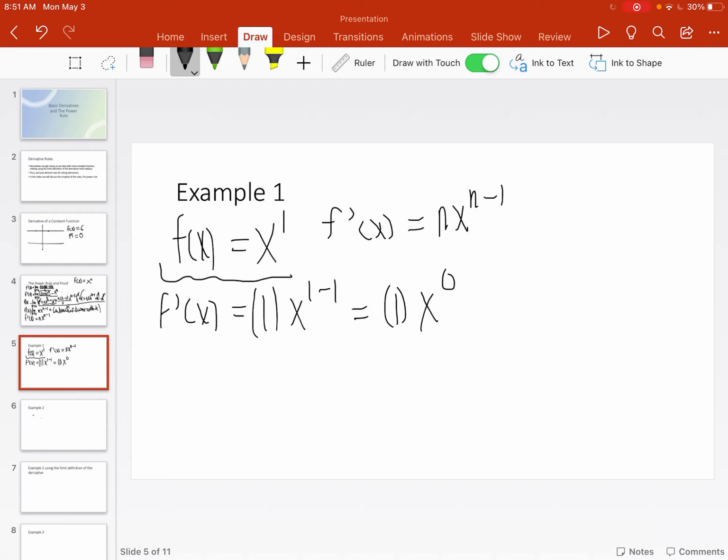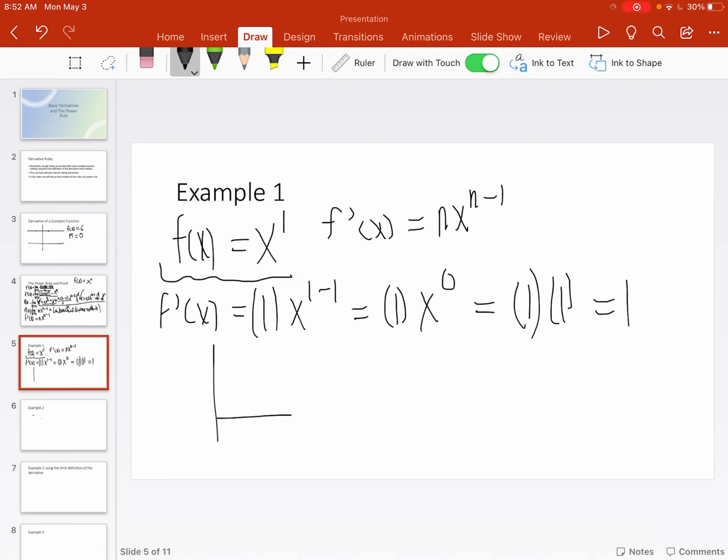So we have 1 times x to the 0. Well, what's x to the 0? Well, x to the 0 is just 1. So all we are left with is 1 times 1. And what's 1 times 1? It's just 1.